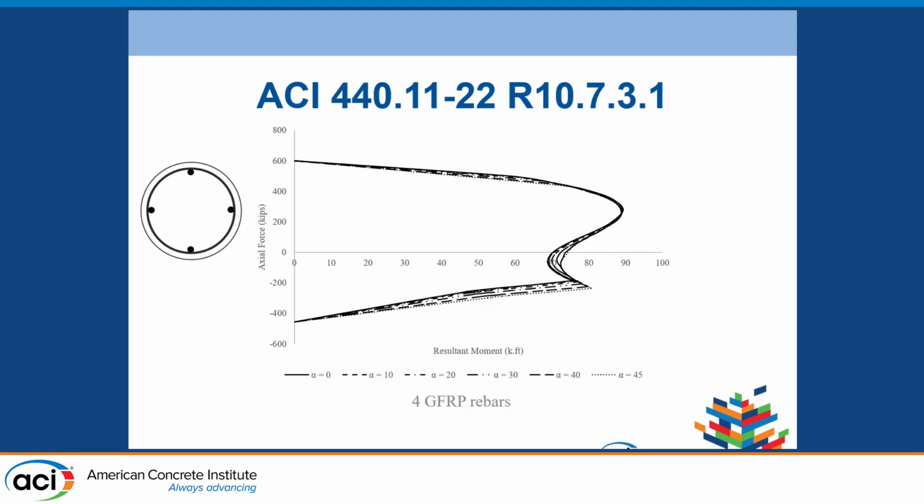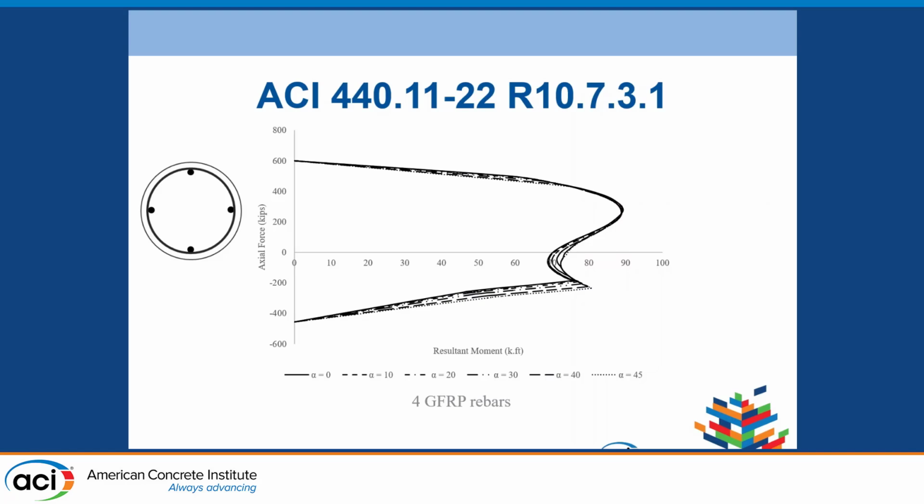So we found the interaction diagrams for a circular section with 4 rebars for alpha values from 0 to 45, because beyond that it's just going to be symmetrical. It's going to be mirroring the others. So the maximum difference is between alpha equals 0 and alpha equals 45. As you can see, these are the interaction diagrams.